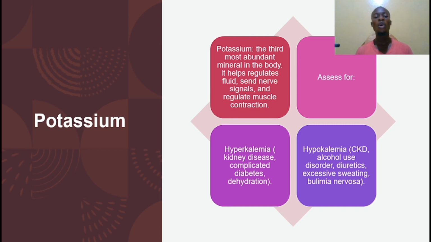In this case, hypokalemia will account for chronic kidney disease, which is CKD, and alcohol use disorder. That is, people who drink alcohol excessively come down with alcoholism, and people that take diuretics or medicine, and people that have excessive sweating, and people that have an eating disorder called bulimia nervosa. That is vomiting much, and once you are vomiting much, you will lose fluid content from the body.